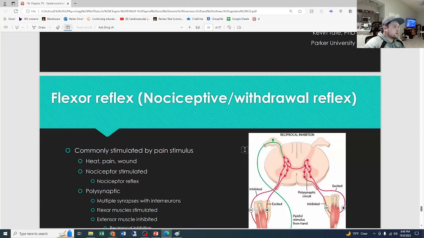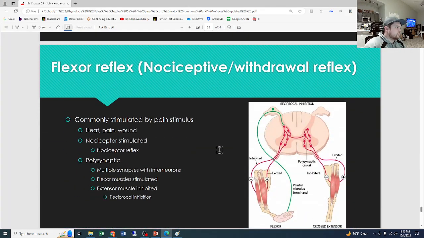Now we have the flexor and withdrawal reflex. This is commonly stimulated by a pain stimulus. Heat, pain, or a wound is a nociceptive stimulus. Nociception, or the noxious, nociceptive reflex.